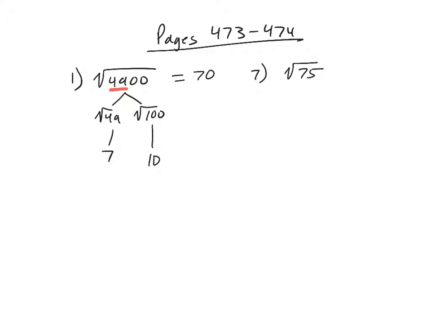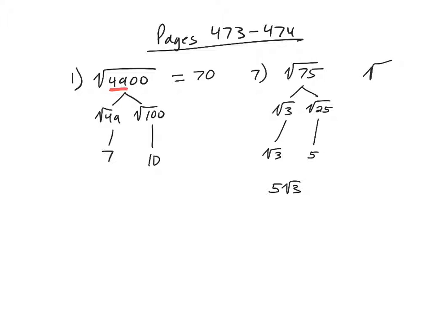Next, we're going to simplify the square root of 75. So you need to break that down into something times something. And there are lots of possibilities. The one that sticks out to me is radical 3 times radical 25. And if that's the case, I don't know the square root of 3, but I do know the square root of 25, that's 5. So my answer is 5 times the square root of 3.